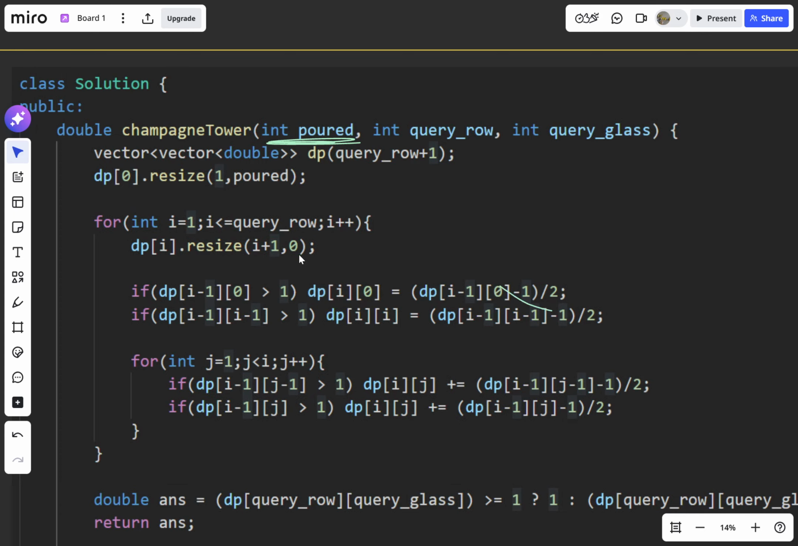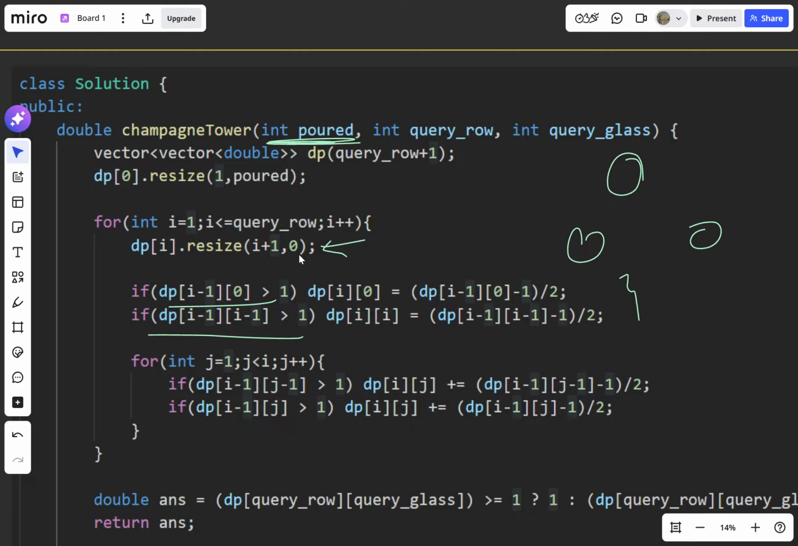Then we have these two conditions which we have discussed earlier, and these if conditions we have to apply everywhere, because if we do not apply them, our answer can go in negatives. We don't want it in negatives, so that's why we are applying these conditions. If their sources are greater than 1, then only they overflow, otherwise they do not overflow. And we have only 0, means empty glasses there.